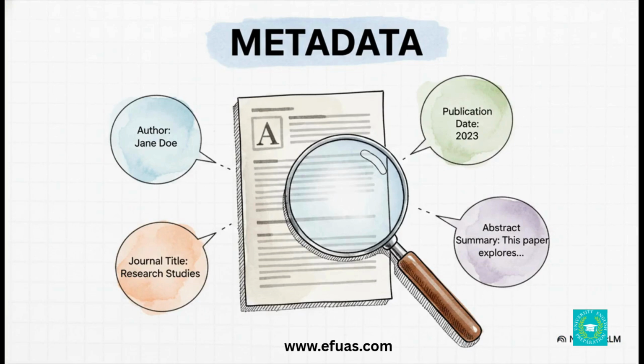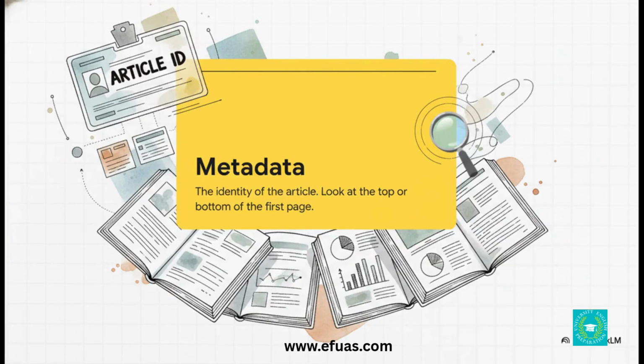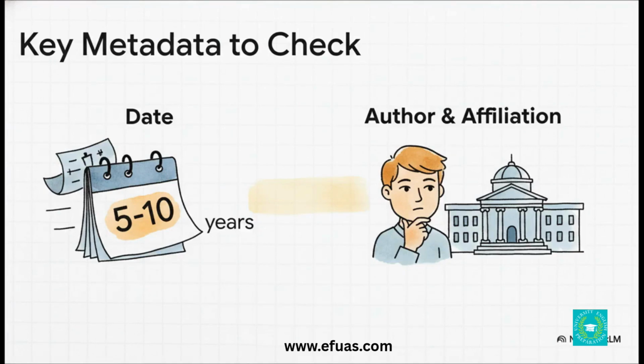The very first thing you're going to look for is something called metadata. Now, I know that sounds super technical, but don't worry, it's not. It's basically just the article's ID card. Yep, that's all metadata is, the key information that identifies an article. And you'll almost always find it right at the top of the first page, or sometimes at the very bottom. It's your first stop for getting the basic facts. And checking this stuff is super easy.